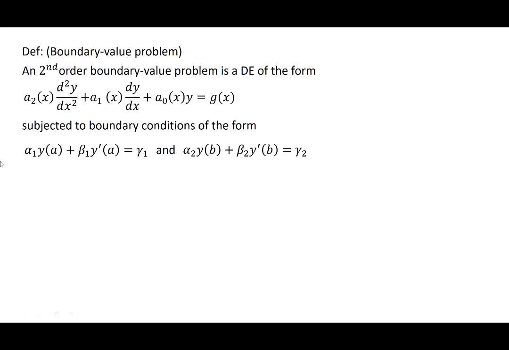Could alpha 1 be 0? Most certainly. Could beta 1 be 0? Yes. So in fact, alpha 1, beta 1, gamma 1, and all these alpha 2, beta 2, gamma 2, they could be 0. Not all of them, but some of them could be 0. If all of them are 0, then we don't have any boundary conditions. We don't want that.